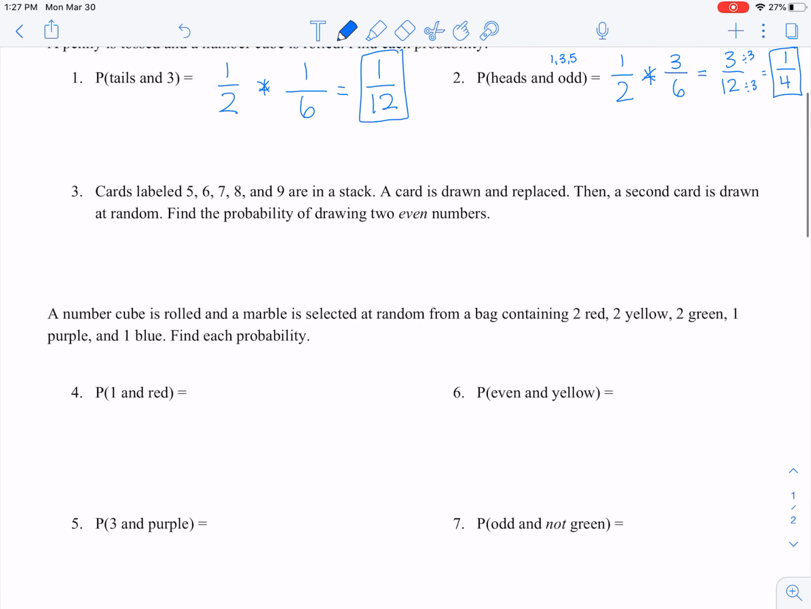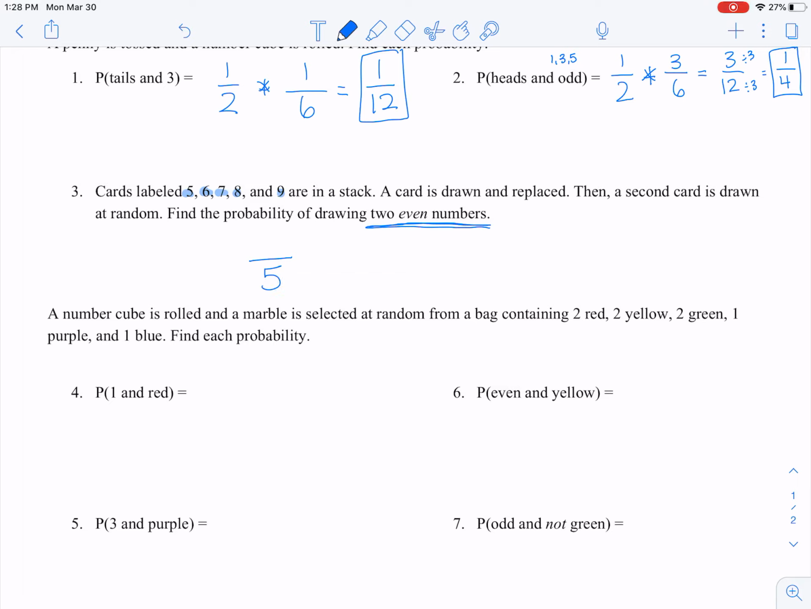Number 3, cards labeled 5, 6, 7, 8, and 9 are in a stack. A card is drawn and replaced. Then a second card is drawn at random. Find the probability of drawing 2 even numbers. So we're trying to figure out the probability of getting 2 even numbers. So we know that the cards that we have are 5, 6, 7, 8, and 9. We have 5 different numbers. So out of the 5 total numbers, we're trying to get 2 even numbers.